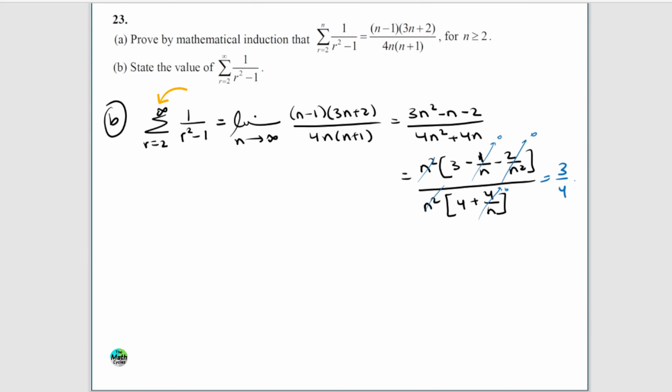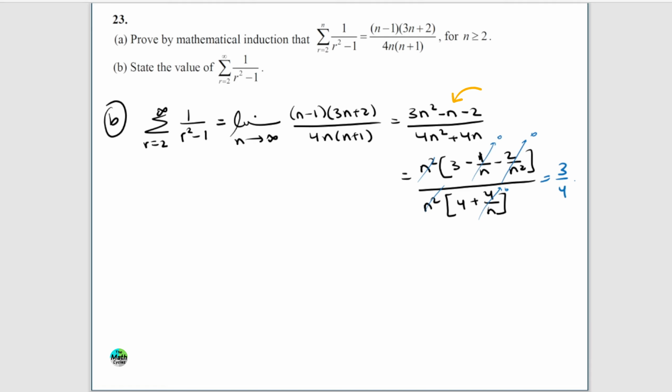Now in part B, I want to see how this series behaves when n goes to infinity. So I already found the answer in part A. So what I did here, I need the limit as n goes to infinity of (n minus 1) into (3n plus 2) over 4n into (n plus 1). And this is equal to 3n squared minus n minus 2 over 4n squared plus 4n.